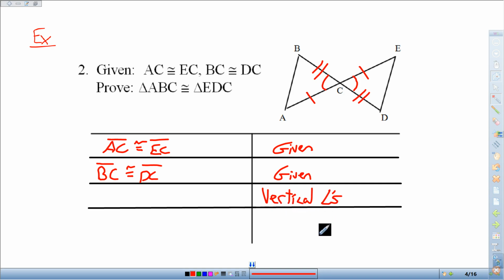Okay, so if you feel like you want to start with the reason before the statement, that's perfectly fine. All right, but yeah, let's go ahead and point it out. Remember, when we name these angles, we need to name it going around the whole thing. So I'm going to call the one on the left BCA, and I'm going to call the one on the right ECD. So angle BCA is congruent to angle ECD.